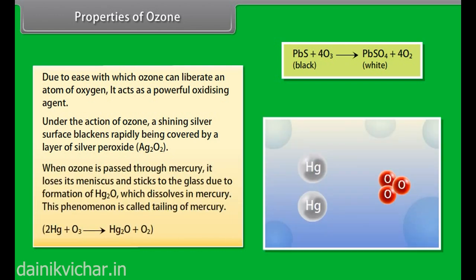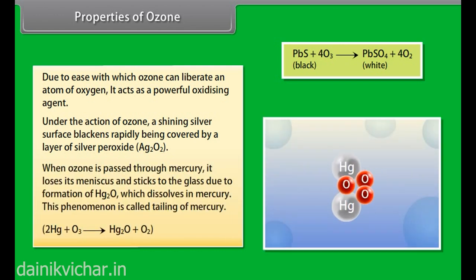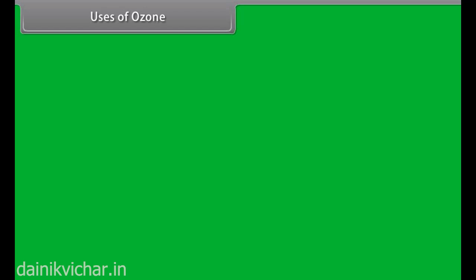When ozone is passed through mercury, it loses its meniscus and sticks to the glass due to formation of Hg2O, which dissolves in mercury. This phenomenon is called tailing of mercury. Uses of ozone. The important uses of ozone are following.